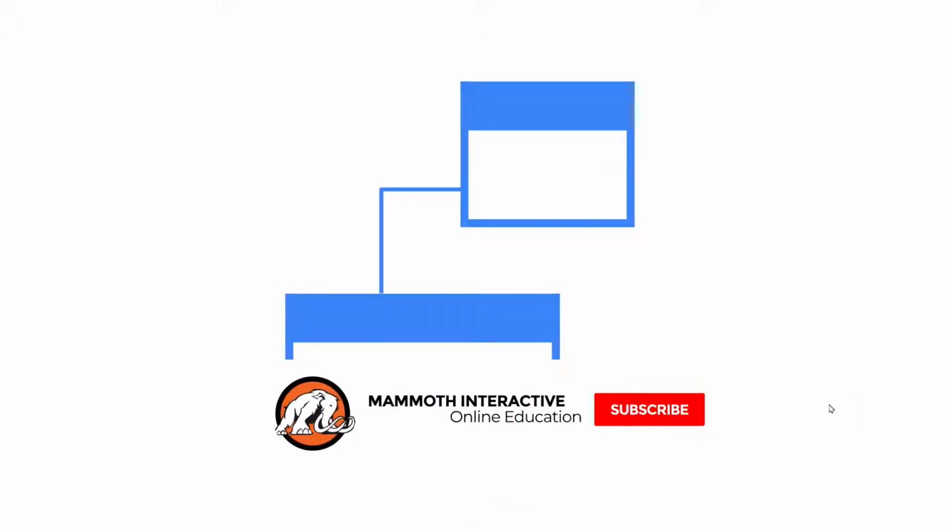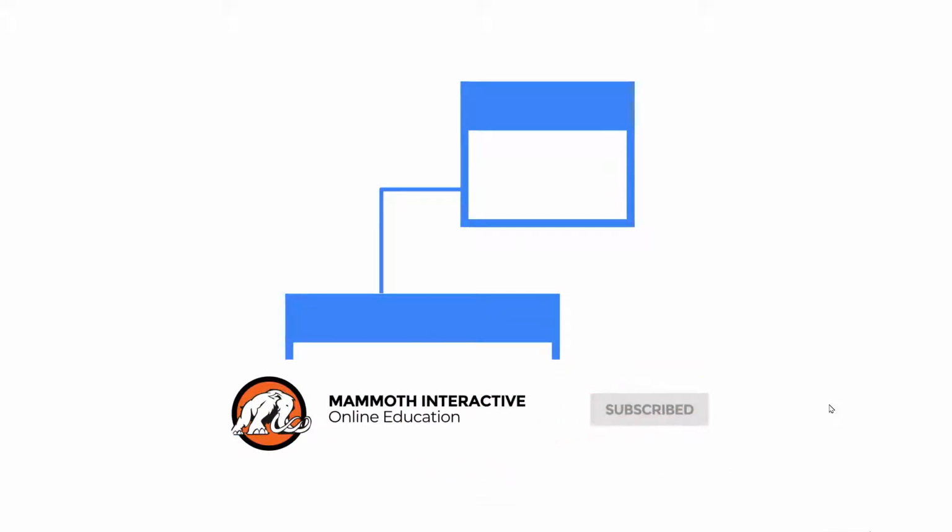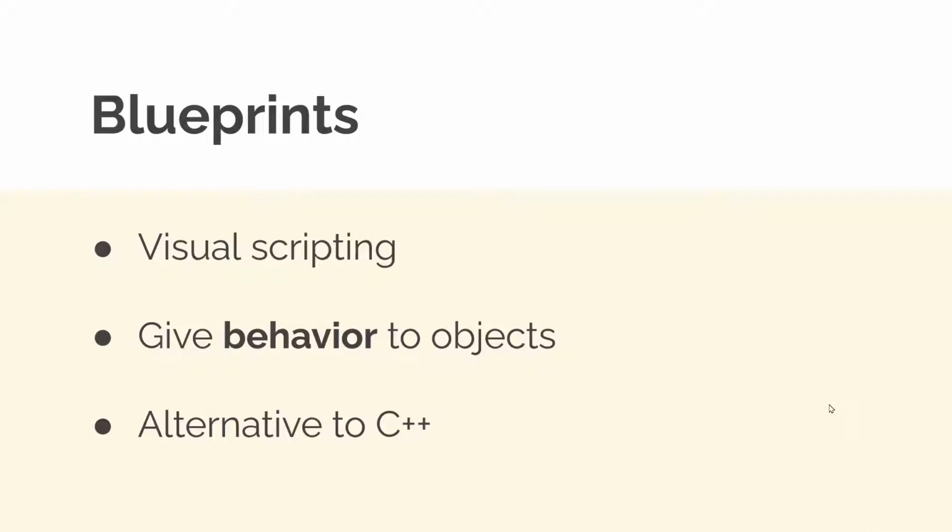Hello everyone, and welcome back to our course. Coming up next, we're going to learn how to build game actions with blueprints. But first we need to know, what is a blueprint in the Unreal Engine? Blueprints are a visual scripting language. They allow you to give behavior to your objects.